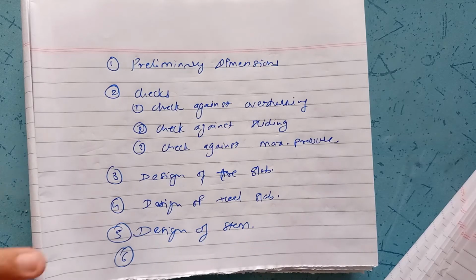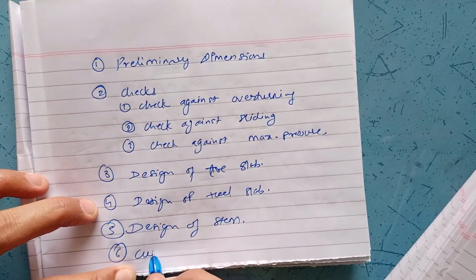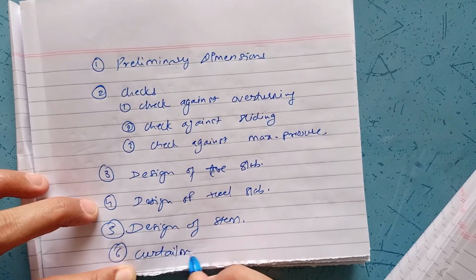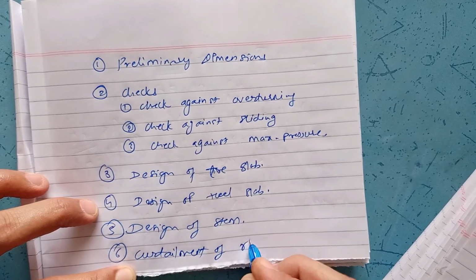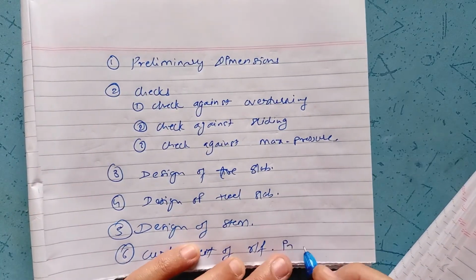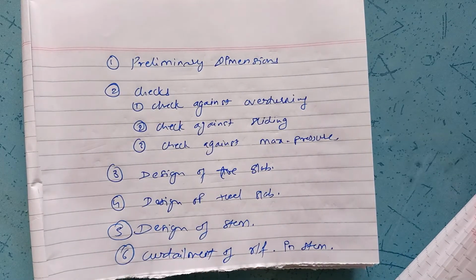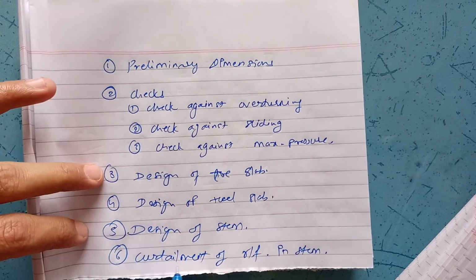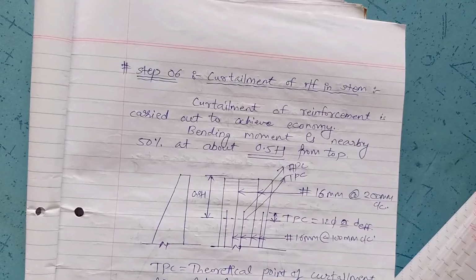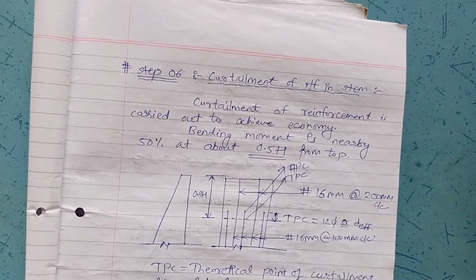Now we will move towards the next step, that is step number 6: curtailment of the reinforcement in the stem. For previous steps, you can go through the video. The link for the video is provided in the description box. Now we will move towards step number 6. We are supposed to provide the curtailment.